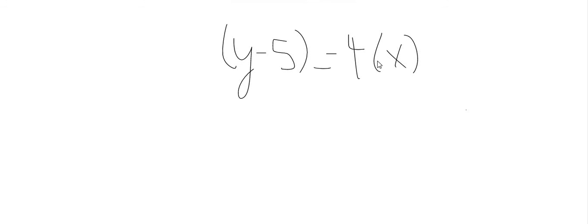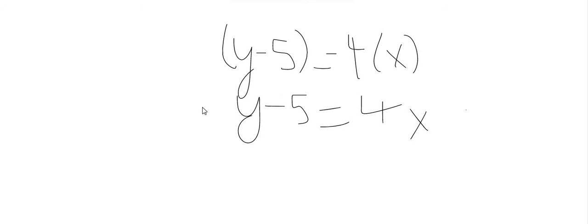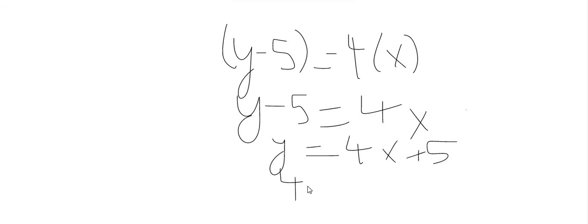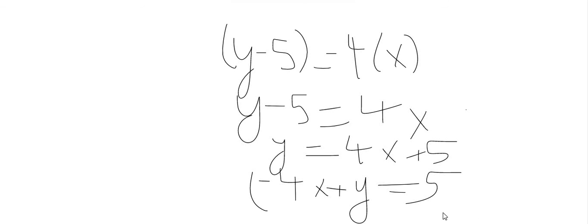So yeah, next we have to make it standard, right? So all we have to do is distribution and multiply. So it would be y minus 5 equals 4 times x, which is 4x. Now all we have to do is make it into standard form. Let's first add 5. So we do y equals 4x plus 5, and now we subtract 4x from both sides, so it'll be -4x plus y equals 5.